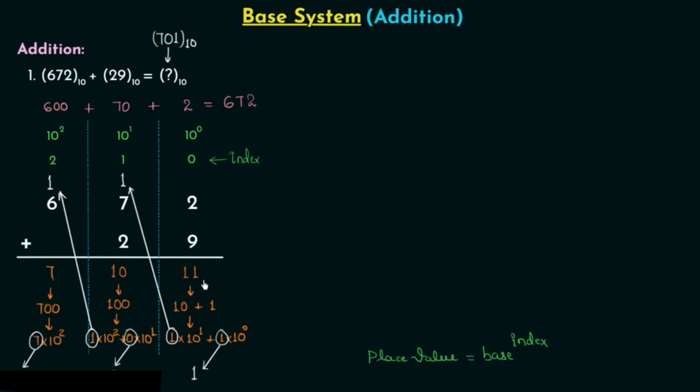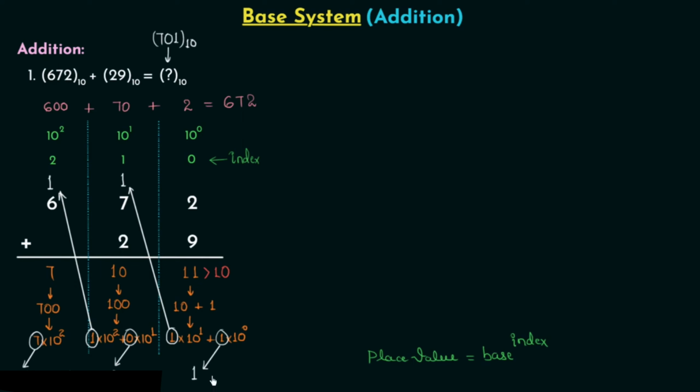Focus on this result we have obtained after adding 2 and 9. 11 gave us sum as 1 and carry as 1. And when you compare 11 with the base of the number system in which we are performing the addition, you will find 11 is greater than 10. So when the obtained result after adding the two digits is greater than the base, a carry will be generated.